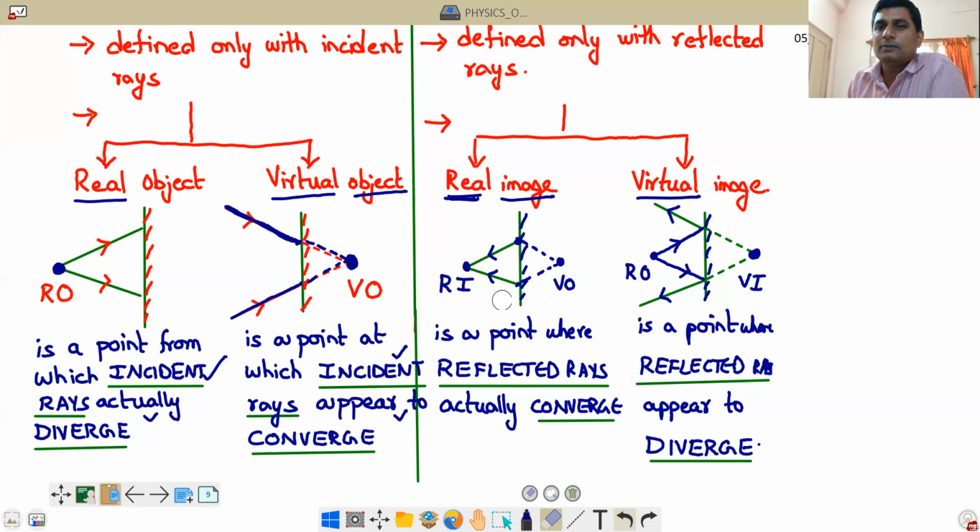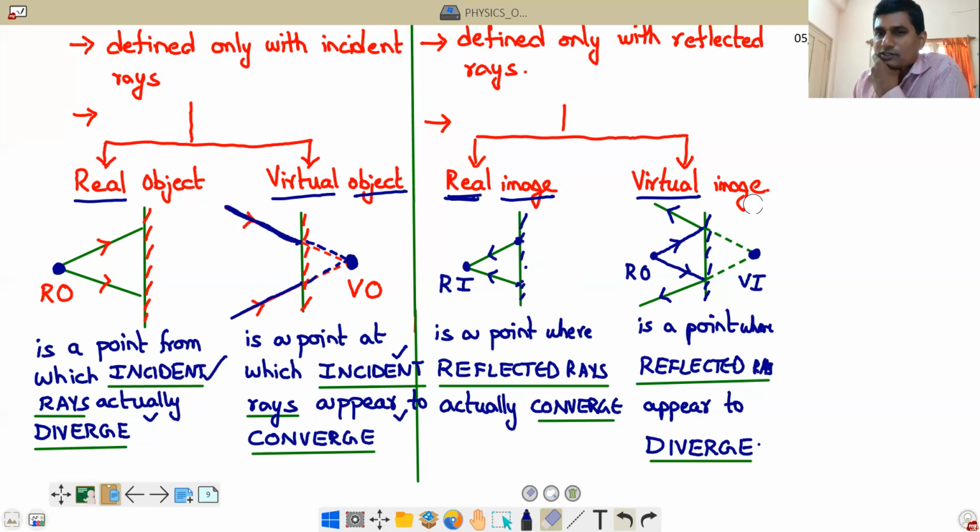Right now we are not discussing incident rays. We are discussing only what we call reflected rays. When these reflected rays actually converge, then it is called a real image. It is a point where reflected rays actually converge. And the opposite, virtual image.